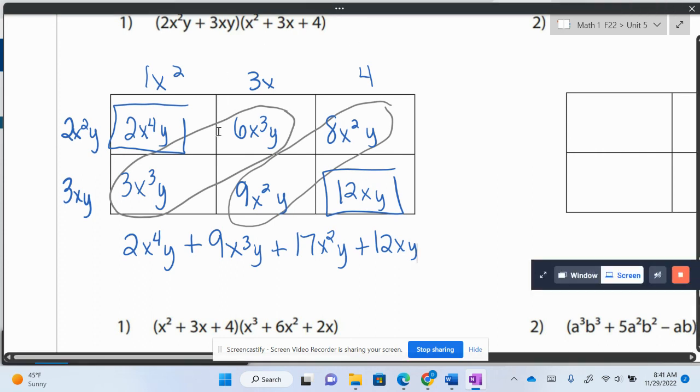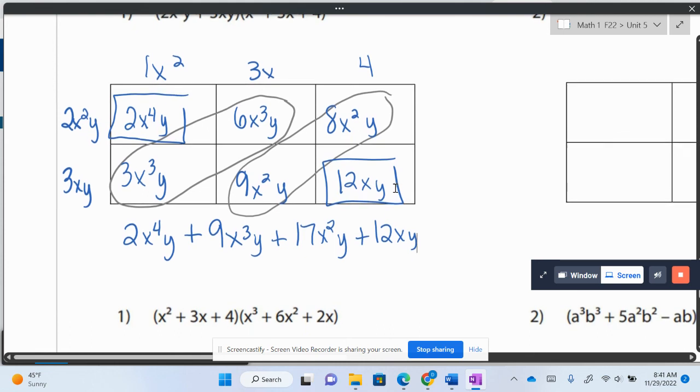There might be an instance where you can't combine these because you don't have the same x squareds, like you're not following the same pattern, but rarely is it going to be that you can group this with this, right? That's hardly ever going to happen.